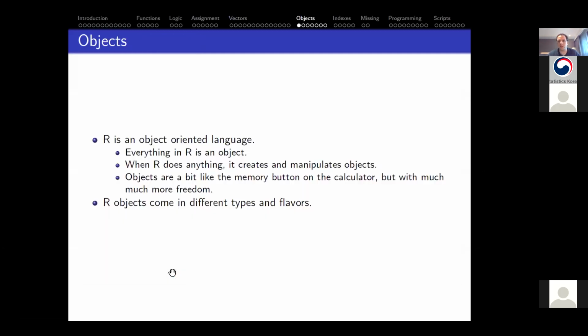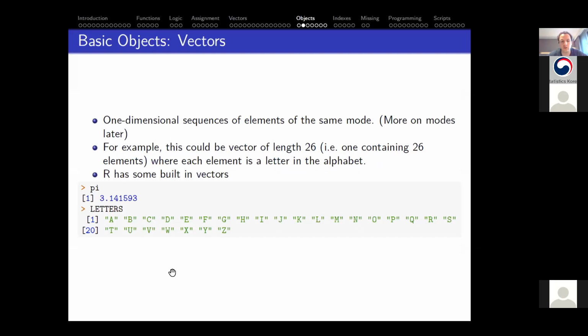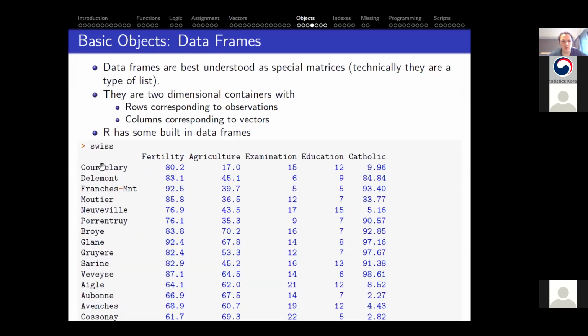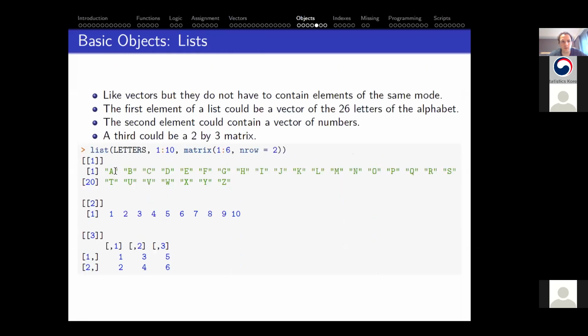And then we started to talk about objects after this, and that everything in R is an object, including the objects that we create using assignment and the functions that we create. There are also some objects already stored in R, like pi that we talked about, or letters. And there are different types of objects, right? So we had vectors, matrices, here we've got data frames, and here we've got lists.